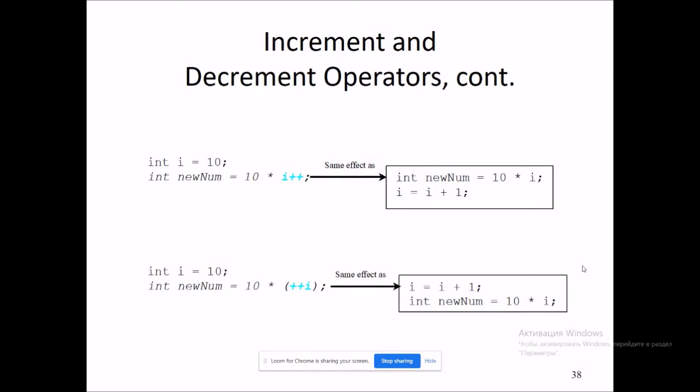For example, if integer i is equal to 10 and we write new number is equal to 10 times i plus plus, it will mean that our new number is i plus 1. If i is 10, it means that it is 11, and new number will be 11 times 10. It will be 110. And the same effect will be if we put this plus plus sign before the i and after the i.